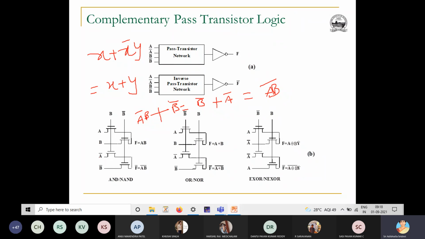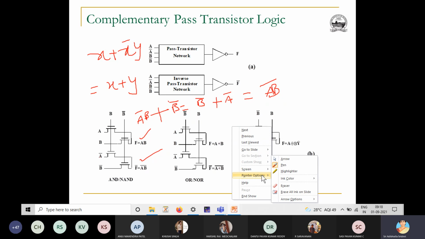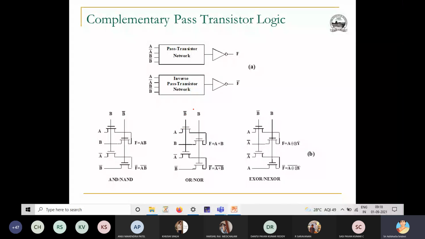So what is the advantage of CPL logic? It gives both the true output and the complementary output. Similarly, I'm speaking about the second circuit. This is A·B bar plus B into B·B. So A plus B bar... that is, A plus B equals A plus B, so this is giving you OR logic.